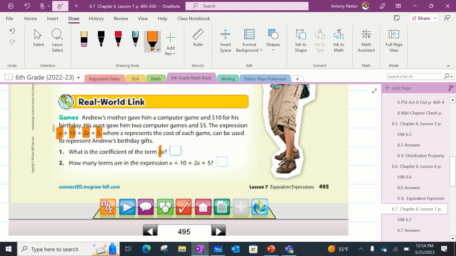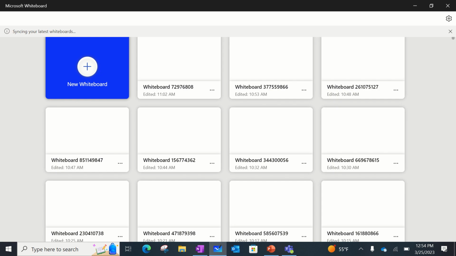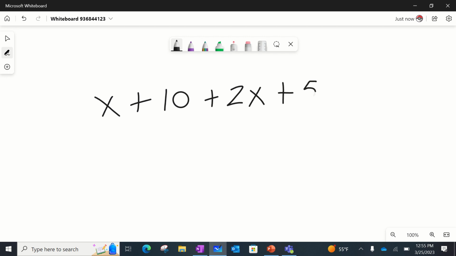So let's go ahead and write this out again. X plus 10. So this is his mom's gift. 1 computer game and $10. Plus 2x that his aunt gave him, 2 games and $5.